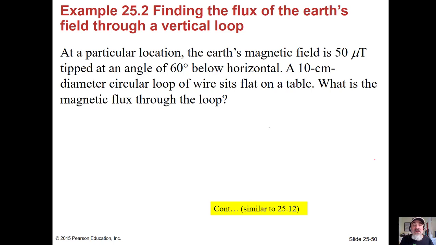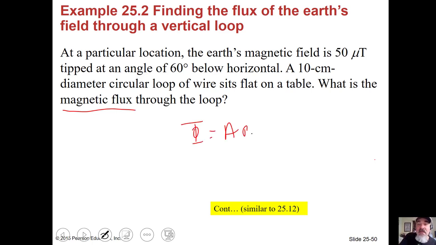Okay, so we could imagine what that looks like. A 10 centimeter diameter loop of wire rests flat on a table. What is the magnetic flux? Now, the magnetic flux is not changing. They're not asking how much the induced EMF is. We just want to know how much the magnetic flux is. So A, B, and then the cosine of the angle between A and B. Be careful, they give us an angle here. We'll have to see if this is the angle that we need for the formula.